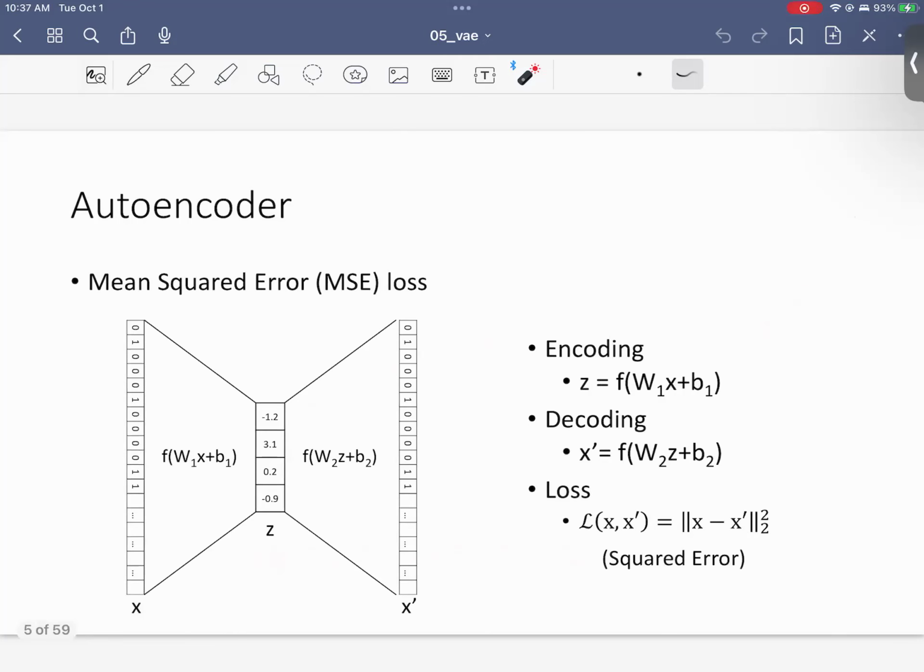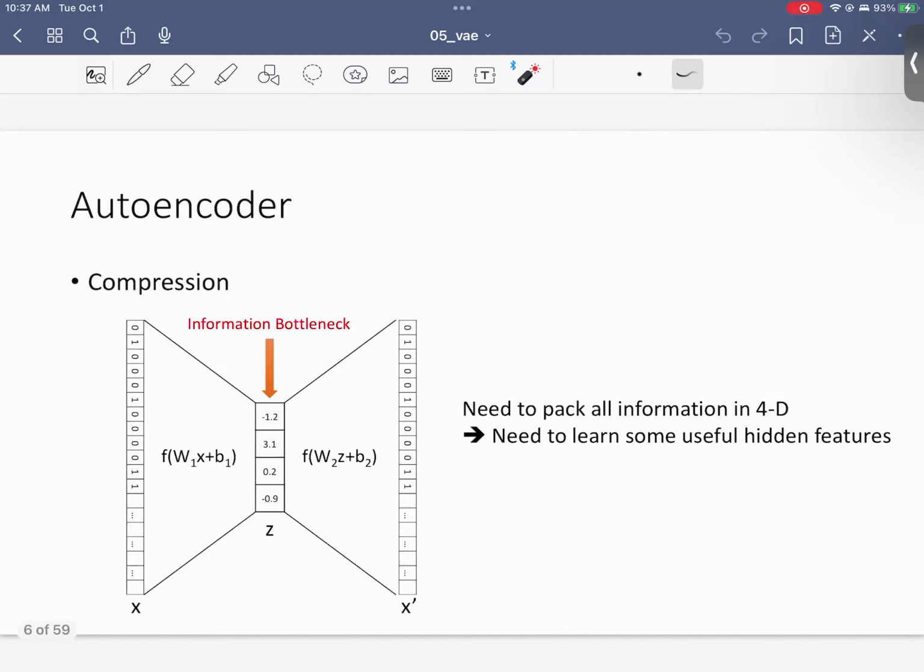The architecture was pretty simple. In the simplest form, autoencoders can be implemented by using just one nonlinear transformation for compression and another nonlinear transformation for decompression. And that's it. The loss function would be mean squared error. And because of the information bottleneck, we said that the most distinguishing features across samples will be learned by the latent space.